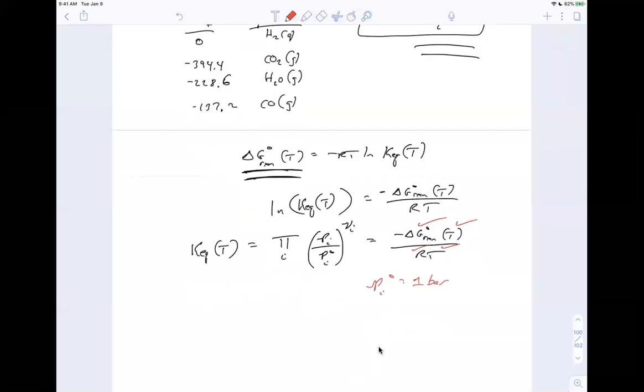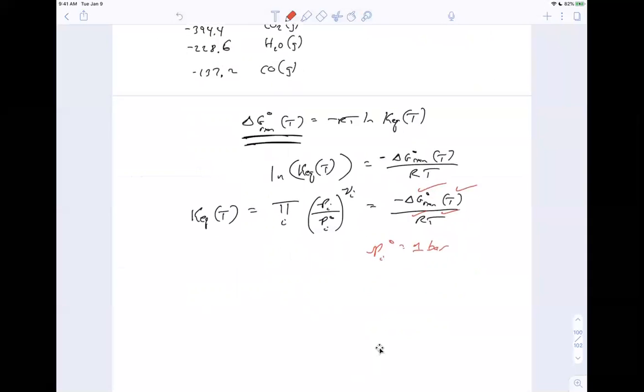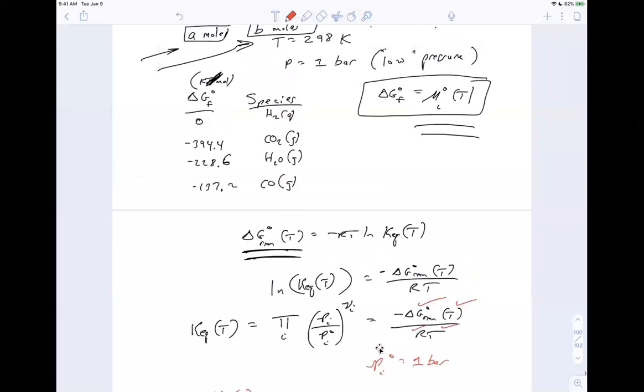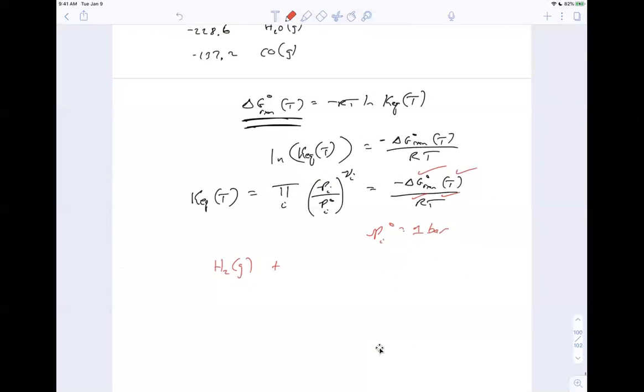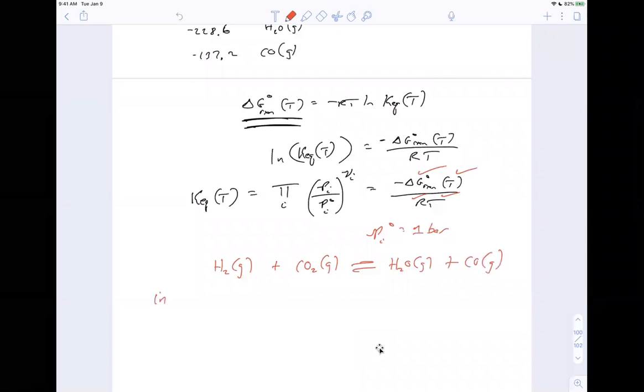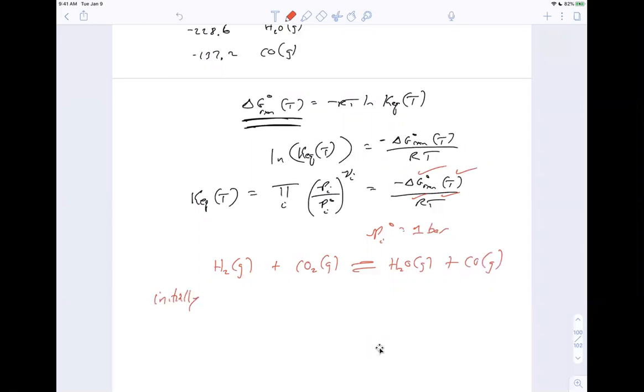And so this is sort of this idea of the ICE table that you may have seen. So at equilibrium, let me just write down H2 gas plus CO2 goes to H2O gas plus CO gas. Okay, so initially we have A moles of H2 and B moles of CO2, and 0, 0.